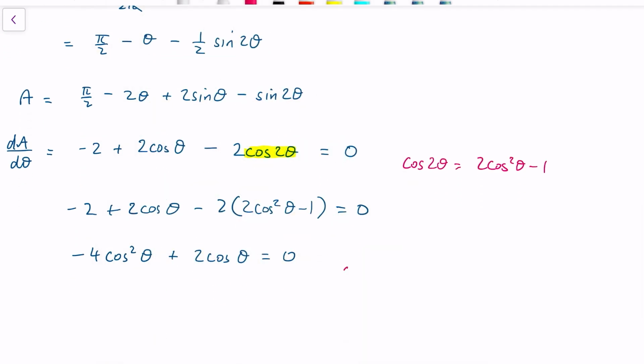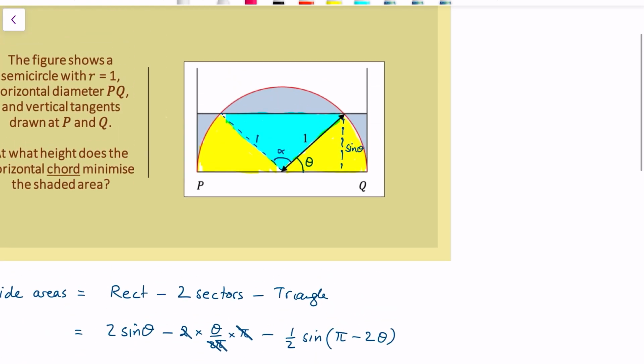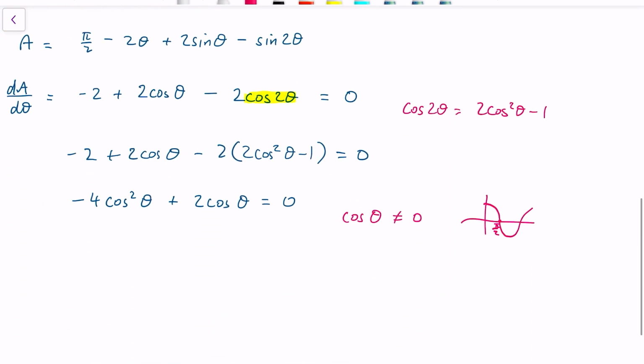Recognize here that cos theta doesn't equal 0, because cos theta equals 0 when theta is pi over 2 or 3 pi over 2. Now theta can't be pi over 2, that would make that angle here 90 degrees, and that's not sensible. So we can rule that out as a possibility. In other words, we can cancel the cosines, or divide the whole thing through by cosine. And now we're left with 4 cos theta must equal 2. Cos theta equals a half.